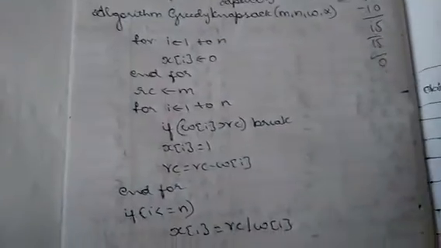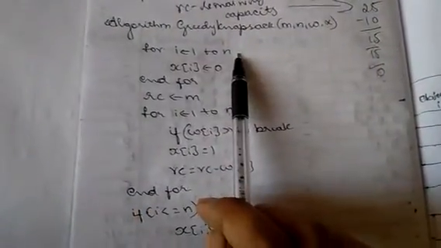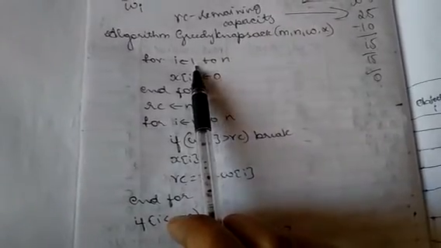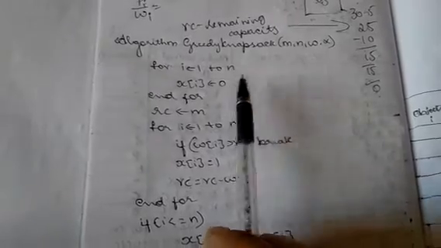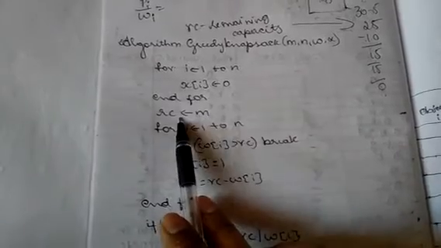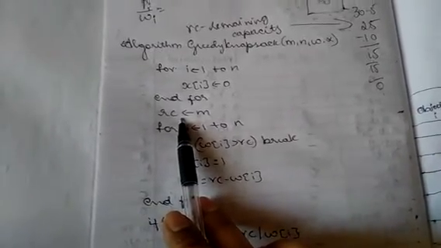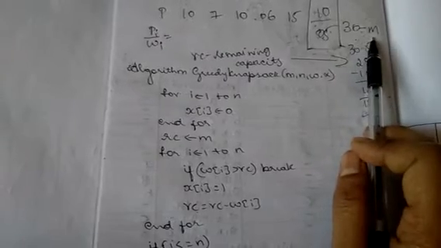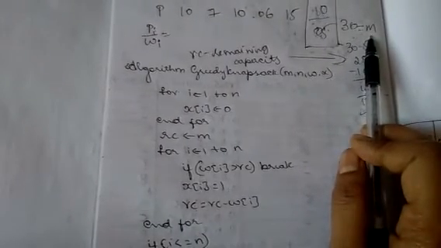Let me see the algorithm for that now. For i equals 1 to n, that is, it will start from 1 till n, x of i equals 0. Initially the solution vector X will not have anything, it is 0. Next, what is the remaining capacity? The maximum capacity will be equal to the remaining capacity in the beginning. Here 30 is M, that is the maximum capacity. In the beginning we have not filled anything into the bag, so remaining capacity equals your maximum capacity.